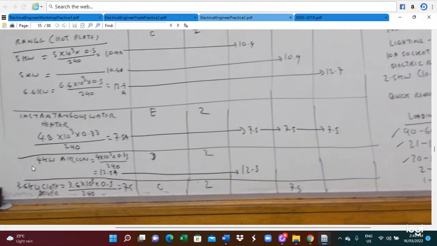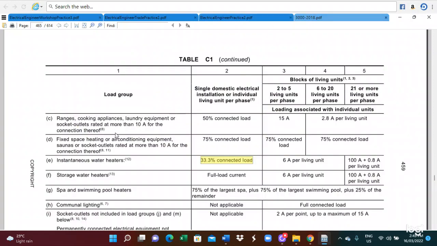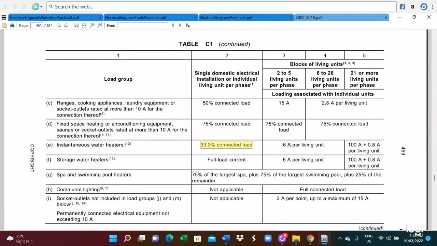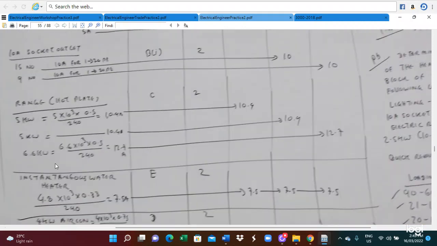And the air conditioner is located in the red phase. So we have to find the load group. The load group is D. Air conditioner is load group D: space heating or air conditioning equipment, and also more than 10 ampere. So we take 75% of the connected load. This is for the air conditioner, where the power is given here.